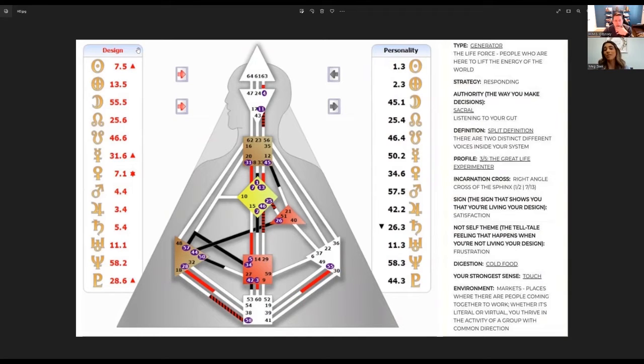I like to call the black side your human and your red side your spirit. Okay. So that's how I visualize that for people. Now, if you pay attention to that very top number, you've got 1.3 in personality and you have 7.5 in design. The numbers after the decimals, if you notice, are 3, 5. So that is where your profile comes from.